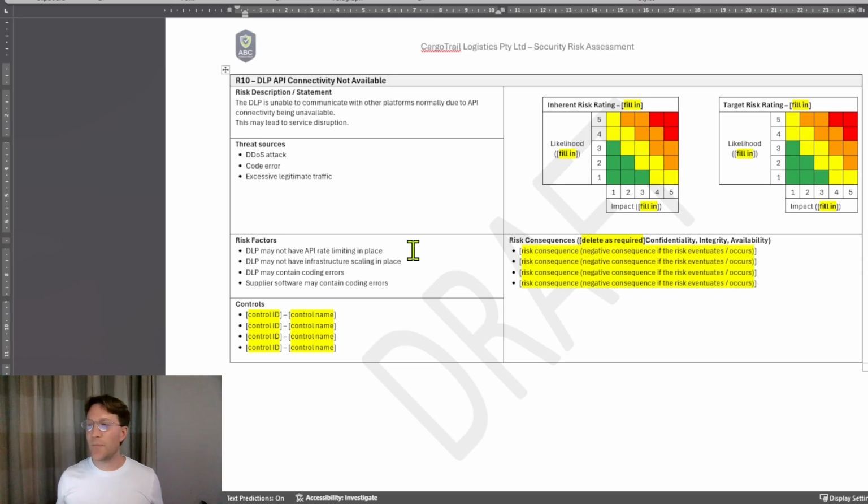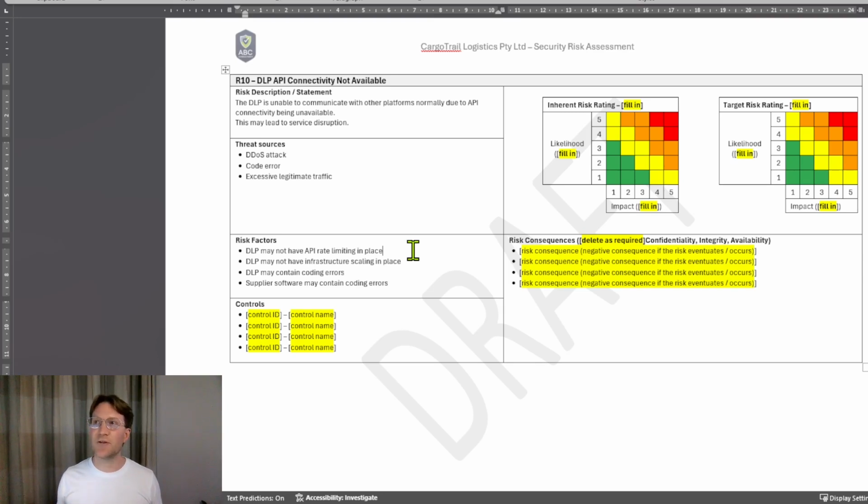For risk factors, we may not have API rate limiting in place, which is to say that when you get a lot of requests of a certain type, the app recognizes this is happening and it understands that if it simply tries to resolve this, then its performance overall will slow down or fail completely. So it understands to only devote some resources to dealing with a certain type of request coming in, for example.